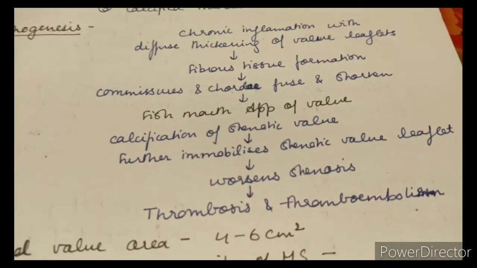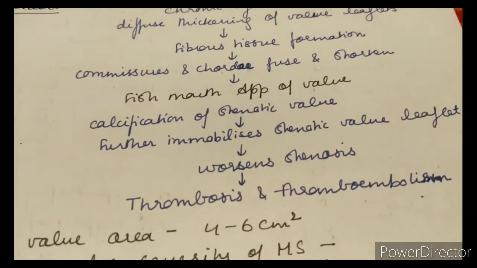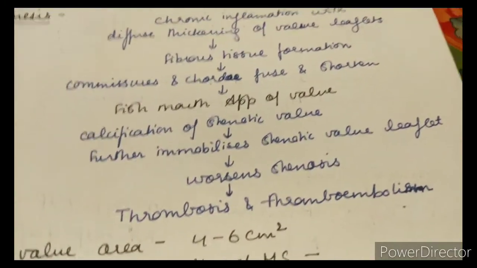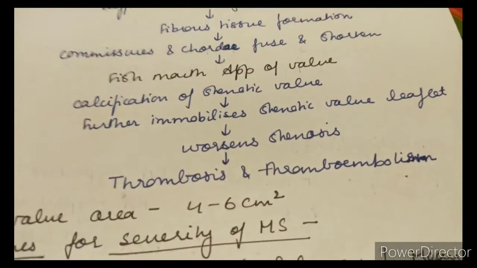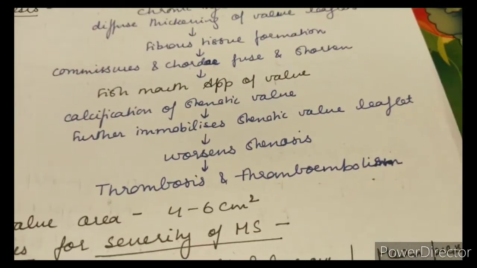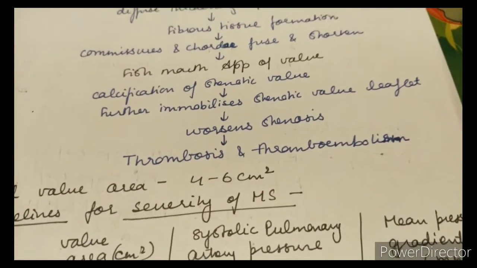Then there is calcification of the stenotic valve. The already narrowed valve gets calcification on itself, and that further immobilizes the stenotic valve leaflet, and that worsens the stenosis. Now this can further lead to thrombosis and thromboembolism.